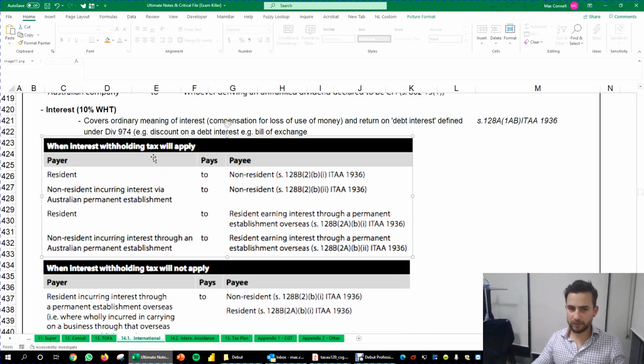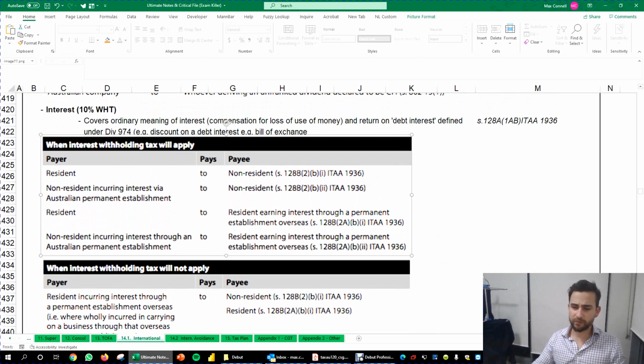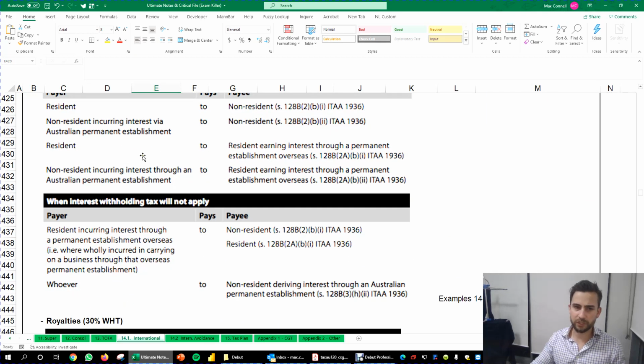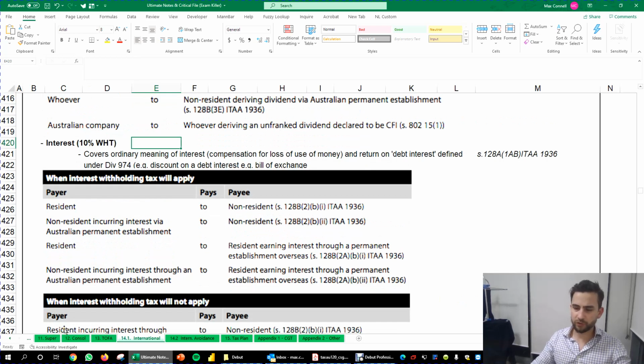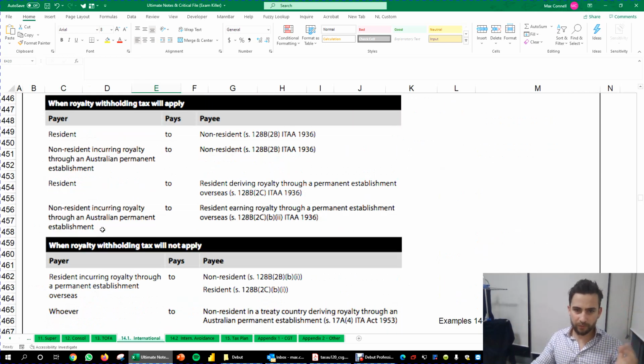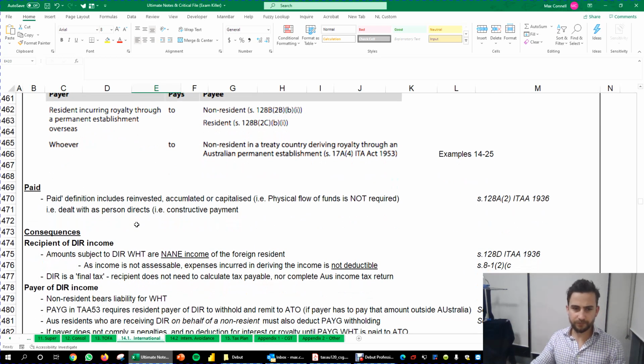What I do is I keep this table open if I'm going to do the question, just to make sure that the situation applies to the question and to figure out whether or not interest withholding is actually payable in this situation. But generally, any resident paying to a non-resident, withholding tax of 10% is going to apply. 30% on dividends, 30% on royalties. Keep the table open when you're doing the question.